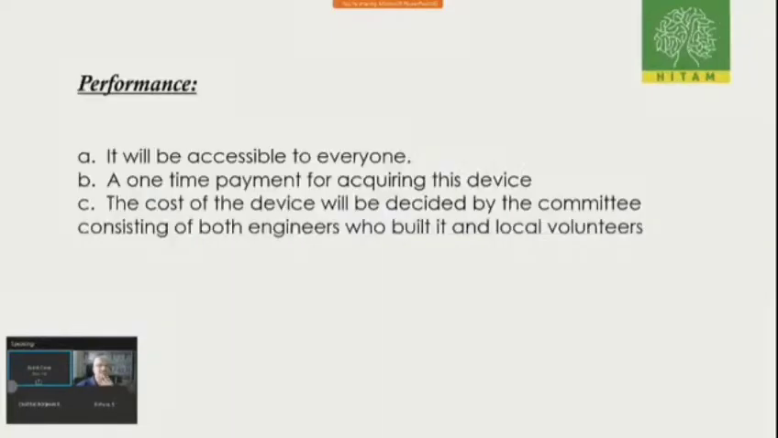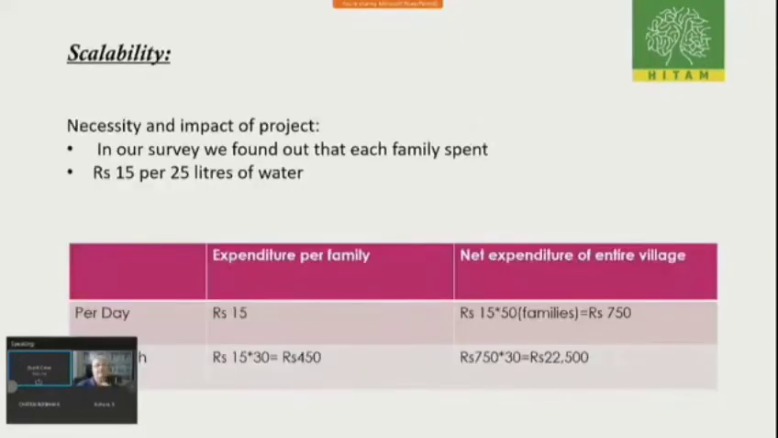The performance of our project will be accessible to everyone, with a one-time payment for acquiring this device. The cost of the device will be decided by a committee consisting of both the engineers who built it and the local volunteers. Regarding the scalability of our project, we have done a survey. The per day expenditure for a family is 15 rupees. The total village expenditure for 50 families is 750 rupees. So the total cost for the village will be around 22,500 for 75 members.